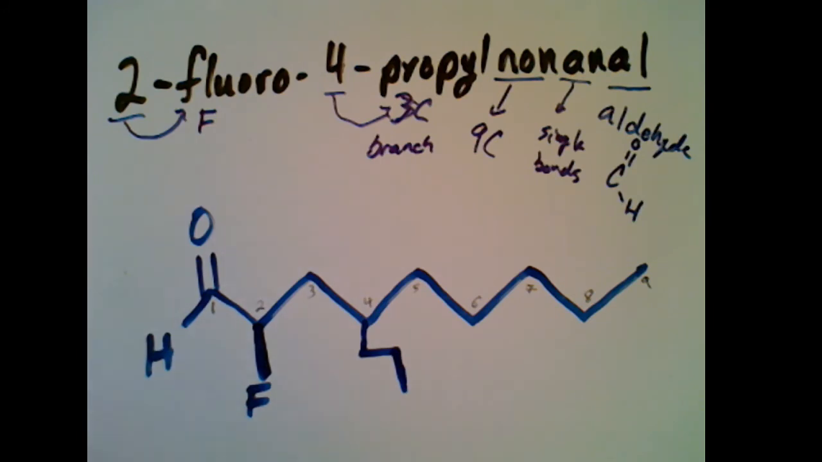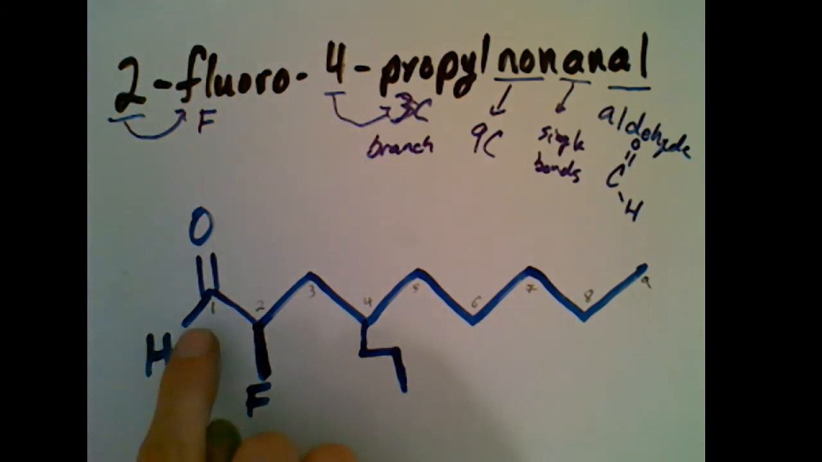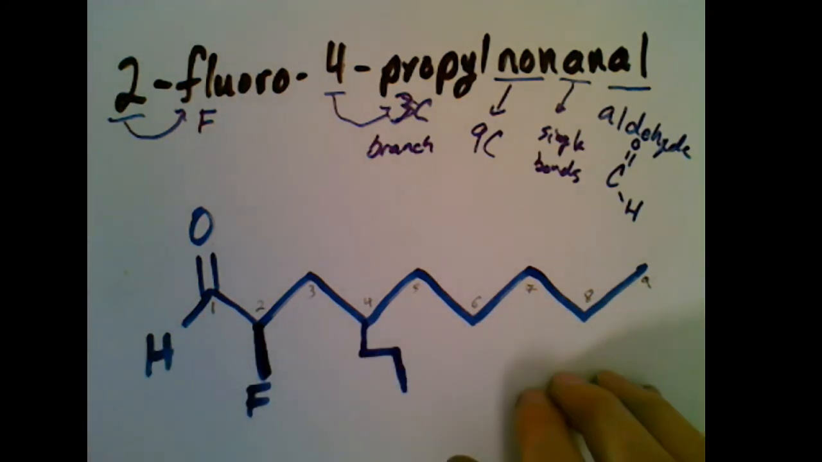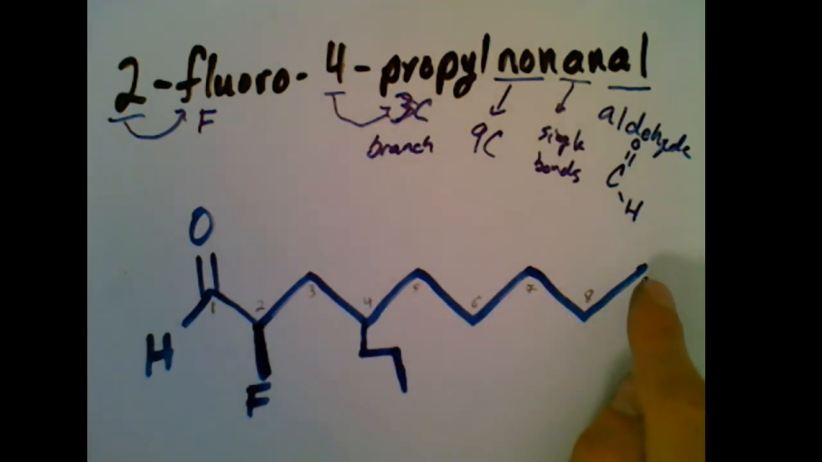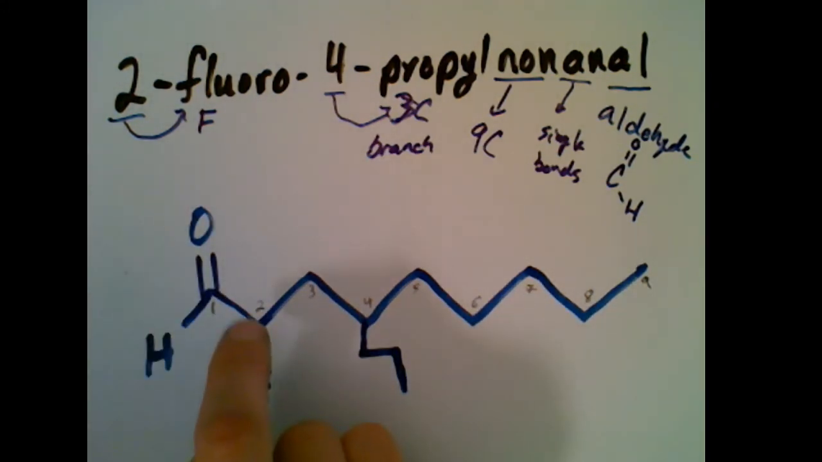Okay, so I know this looks like a long, complicated molecule. I should also mention you don't have to show the numbers when you draw it. Usually most people don't. I'm just showing it to help you understand it. But we have our 2-carbon fluorine, 4th carbon propyl, 9-carbon chain with an aldehyde and single bonds.